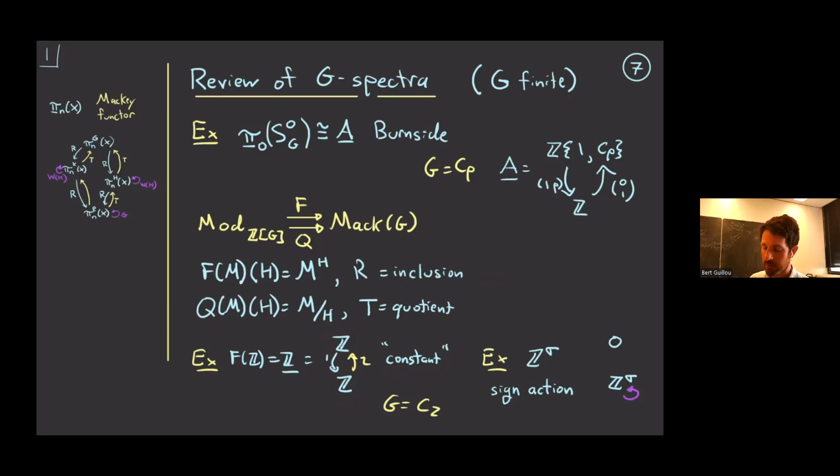Okay, and then the other one I want to look at here is, what if we take Z with the sign action, again of C2? So the non-trivial element of C2 is acting by multiplication by -1, and so that's a C2 module. But this one doesn't have any fixed points. So at the top, I have the 0 group, and at the bottom, I have my module, but now I'm remembering the action. And so that's another Mackey functor, and we'll denote it by Z sigma. Any questions?